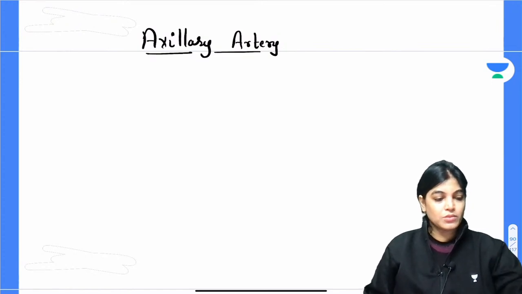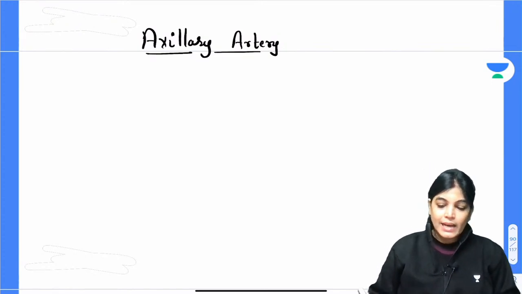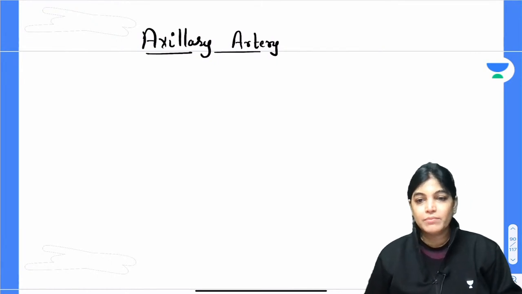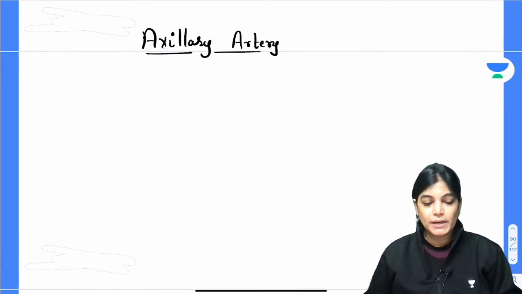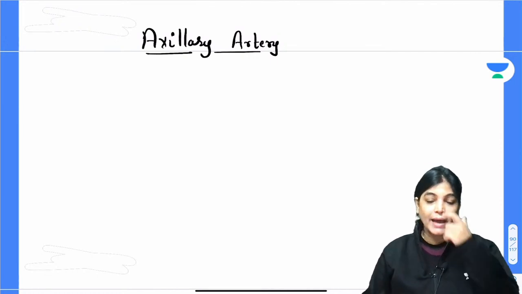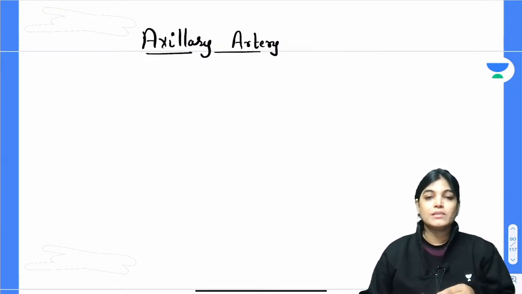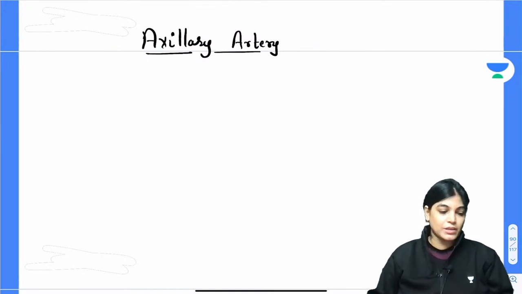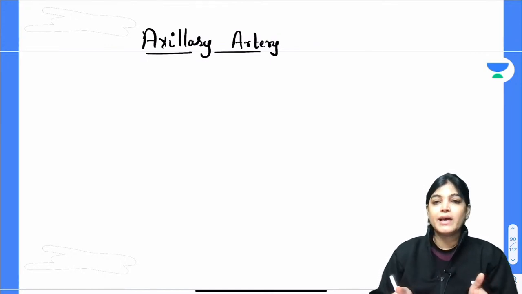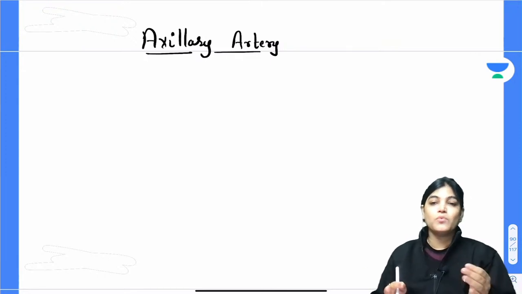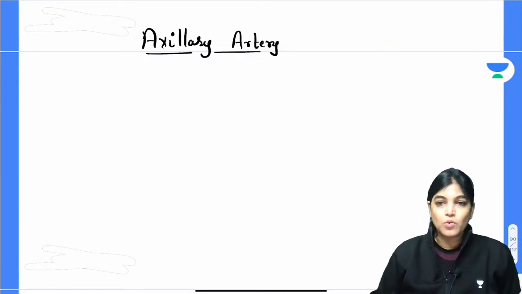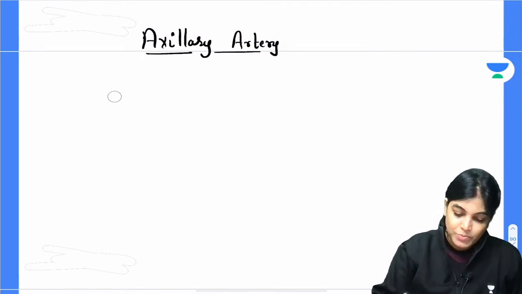So let's talk about the axillary artery. The axillary artery is the main artery of the upper limb. It begins at the outer border of the first rib and is a continuation of the subclavian artery, and lower down at the lower border of teres major muscle, it changes its name to brachial artery. So at different territories, it has got different names. Arteries are a continuation of one another.